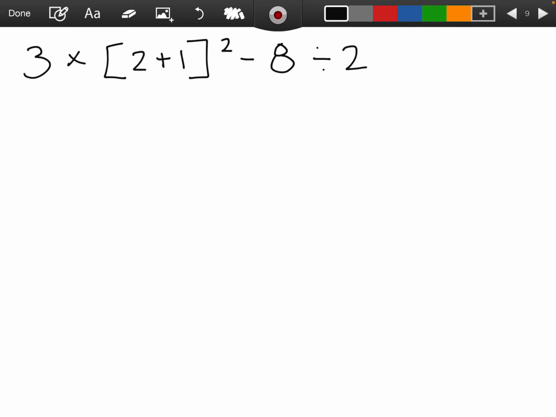So, move on to a little bit more difficult example. We have 3 times bracket 2 plus 1 close bracket squared minus 8 divided by 2. So, not too difficult. Once again, ask yourself, are there any parentheses or brackets? That's what we have to do first. We have brackets here. Let's simplify. 2 plus 1 becomes 3. Now we don't need brackets, but for the sake of it not looking too confusing, I'm gonna just leave the brackets because we do have a squared here.